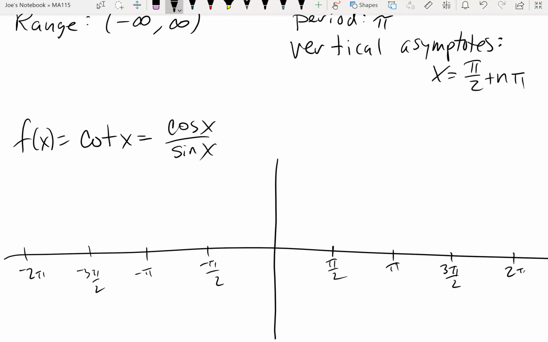Which of the two functions, cosine or sine, would we worry about for where it crosses the x-axis? Cosine, because it's on top, right? So if we're looking for x-intercepts, we look for where the top is equal to 0. So when is cosine equal to 0? Yeah, the odd multiples of pi over 2, right? The pi over 2, the 3 pi over 2, negative pi over 2, negative 3 pi over 2.